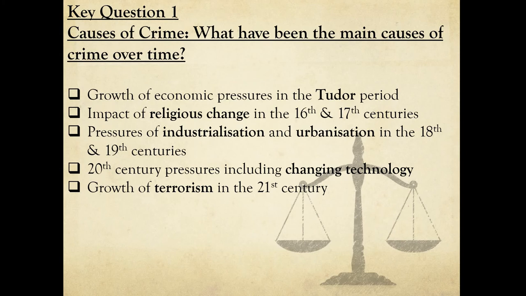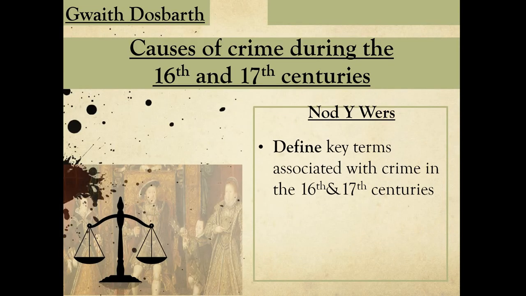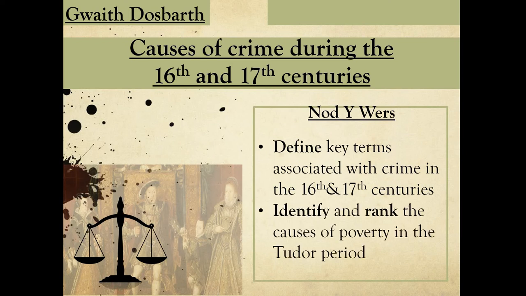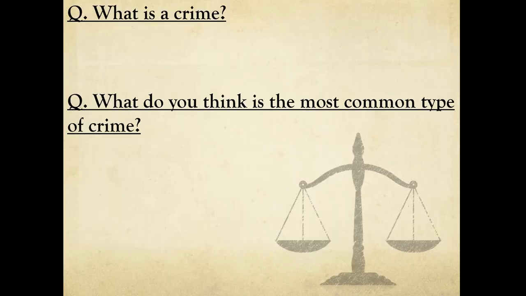Now, all of the key questions, bar key question 7, you'll see that they're in chronological order. So whereas with America and Depression War and Recovery, the entire course was sort of chronological, each key question in Unit 3 has sort of got its own little chronology. So we go back to the start of the time when we go back to each key question. So causes of crime in the 16th and 17th century then. So we're going to try and define key terms associated with crime in the 16th and 17th century, and we're going to try and identify and rank the causes of poverty in the Tudor period.